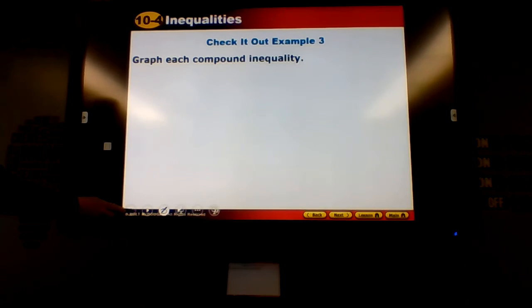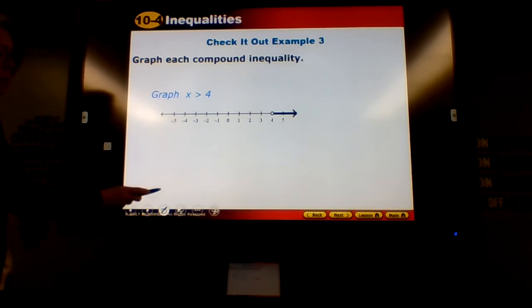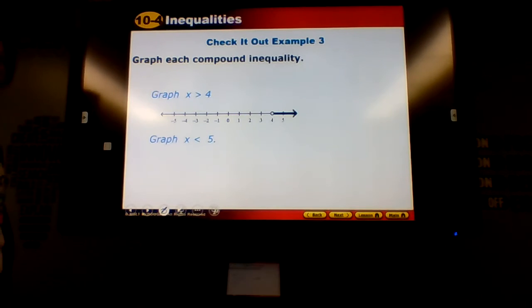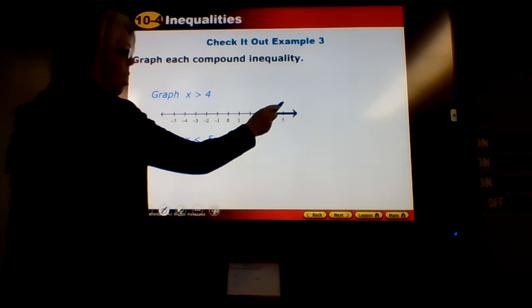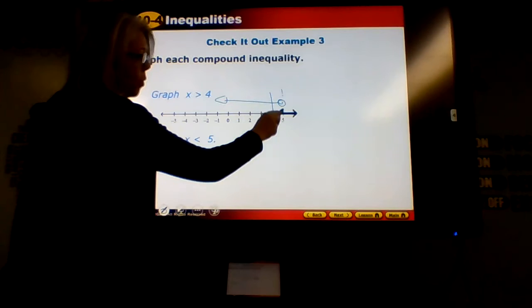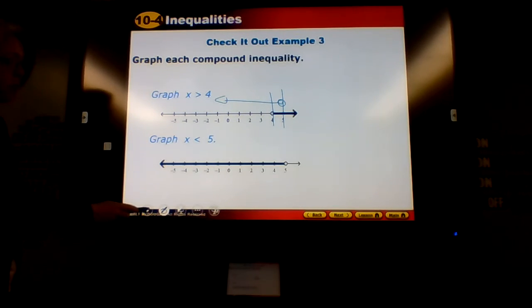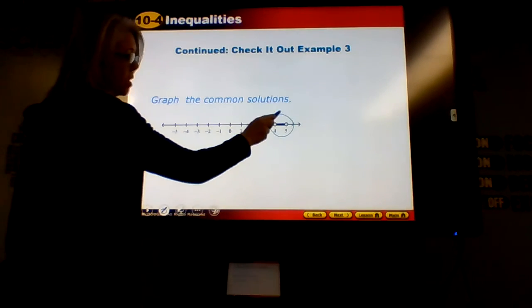Wait, did I miss one? I think so. They didn't give us the inequality there, but this says graph x is greater than 4. So we have an open circle, arrow goes that way. Then it says graph x is less than 5. So you could do that here, right? Open circle on 5, and it goes this direction. So look at the point where they overlap. That's the only point that you actually have to graph. So the common solution is just this section.